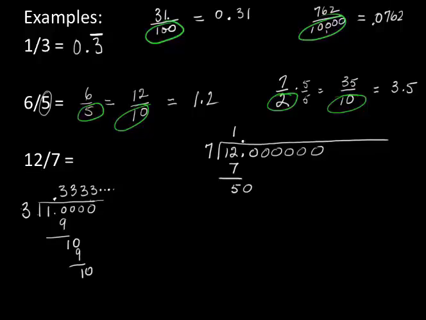Bring down my 0. 7 goes into 50 7 times. 7 times 7 is 49. I get a remainder of 1. Bring down this 0. 7 goes into 10 once. 7, I have a remainder of 3. Bring down the 0. We haven't started repeating yet. 4 times 7 is 28, remainder of 2. Bring down my 0. 7 goes into 20 twice. 2 times 7 is 14, and I have a remainder of 6. I still have not started repeating.